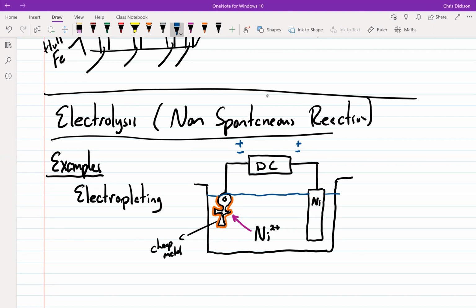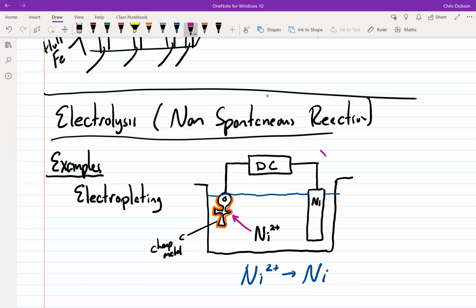Well, I'm trying to make the nickel ions turn into nickel metal. That's my goal. So what I need to do is reduce the nickel ions. I need to turn them into nickel metal, which means I have to give them electrons. So I need the battery hooked up in a way that causes the nickel to get reduced.